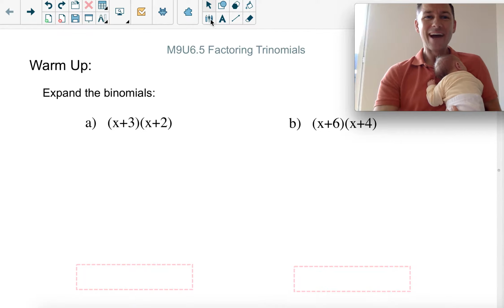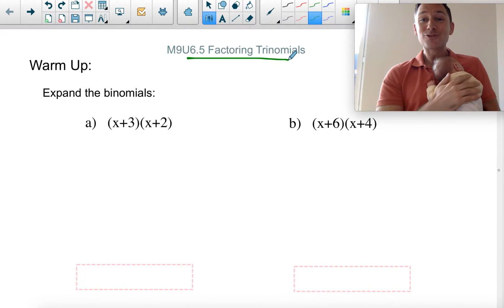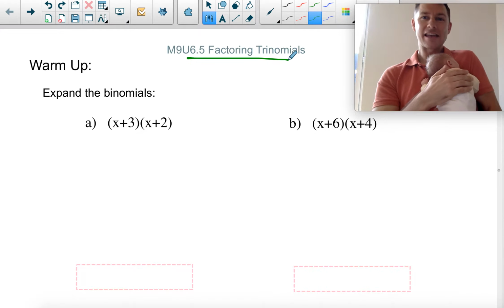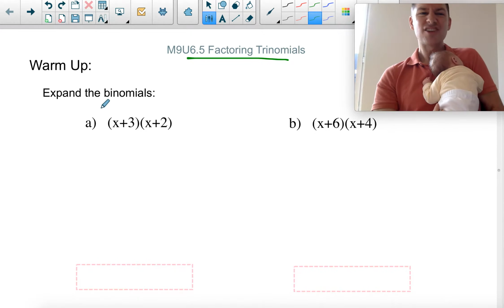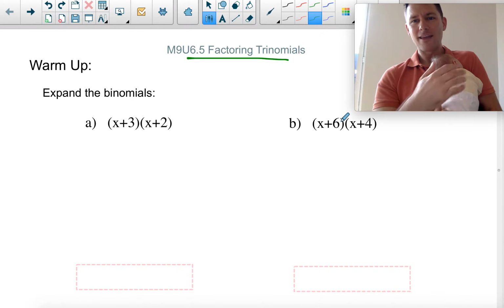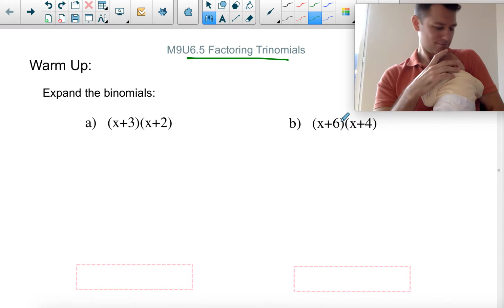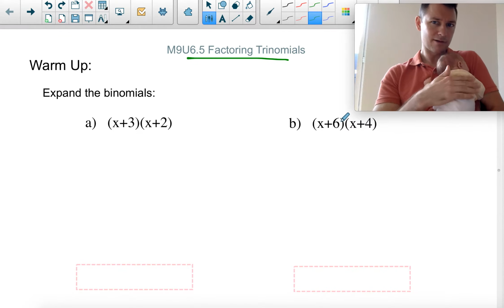All right, so at the top of your notes, you can put 6-5 factoring trinomials. And what I'd like you to try for your warm-up is expand these, right? Multiply. All right, so you're doing your first, outer, inner, last. You try that out. Go.